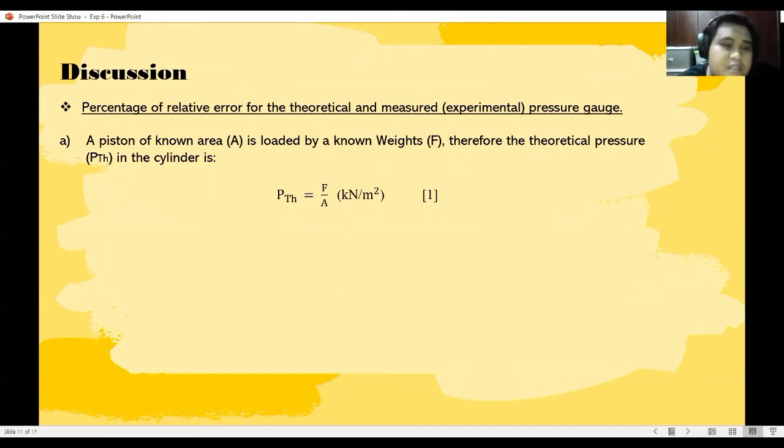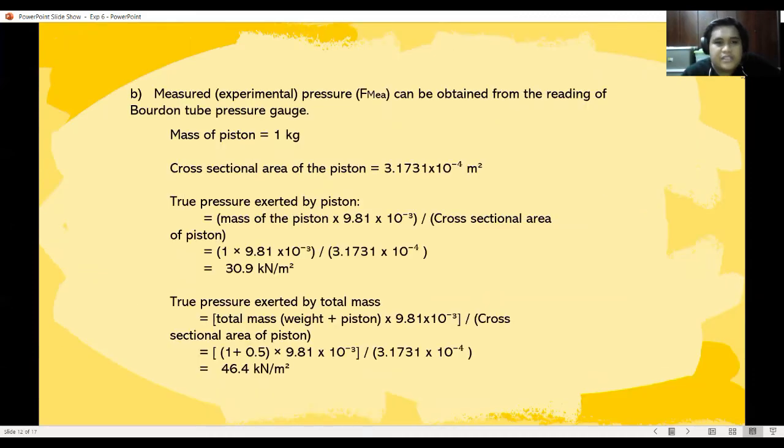So the first discussion, percentage of relative error for the theoretical measure experiment pressure gauge. A piston of known area A is loaded by a known weight F. Therefore, the theoretical pressure in the cylinder is P theoretical equal to F over A. The measured experimental pressure can be obtained from the reading of the Bourdon tube pressure gauge.